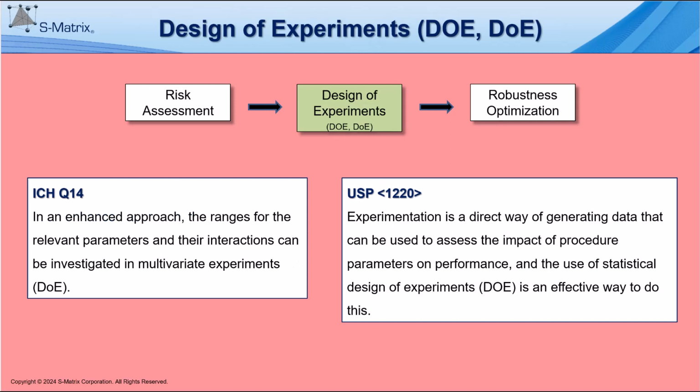The excerpts from the ICH and USP guidances quoted here state that the design of experiments methodology is a proven and accepted way of quantitatively characterizing the independent and interaction effects of important method parameters on critical method performance results.